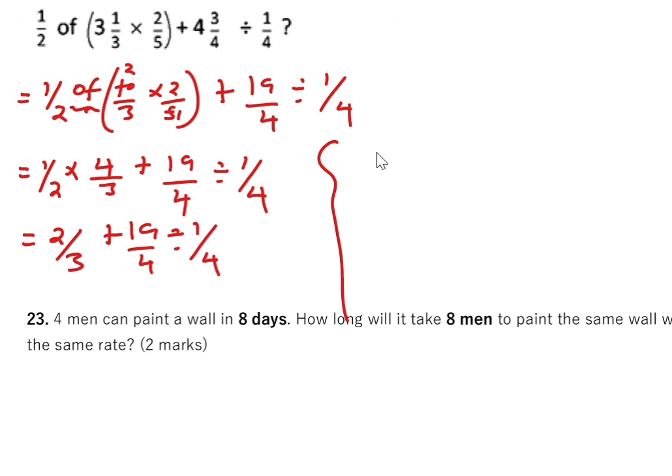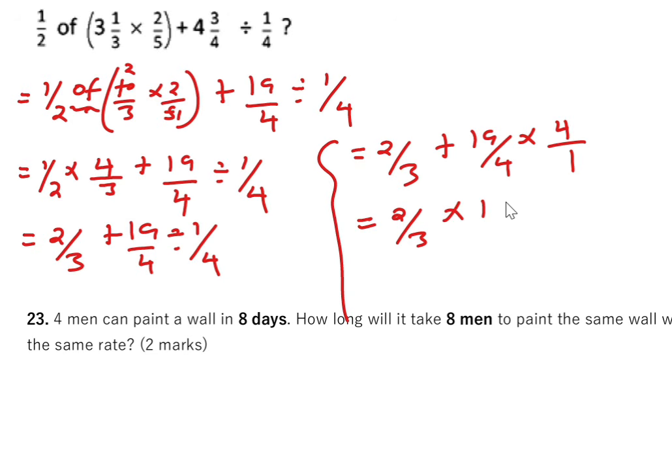So this will be 2 over 3 plus, so we divide 19 over 4. We change the sign, it becomes multiplication, then we flip, so times 4 over 1. So by 4, 1 by 4, 1. So this will remain with 2 over 3 times 19 over 1. So we multiply 2 over 3 times 19.